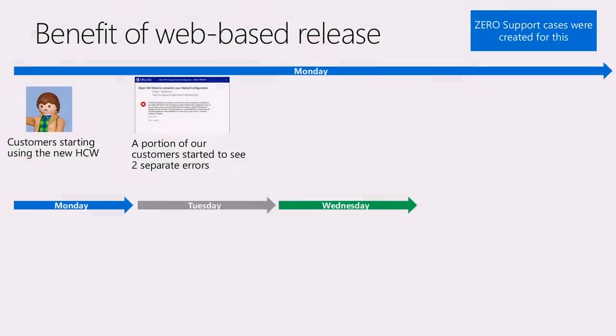Typically, if we release something to the web and everyone is seeing a problem that blocks progress, we'll very quickly start to get phone calls from Microsoft support. It's a very clear signal that we have a problem. In this particular case, we actually didn't get phone calls.